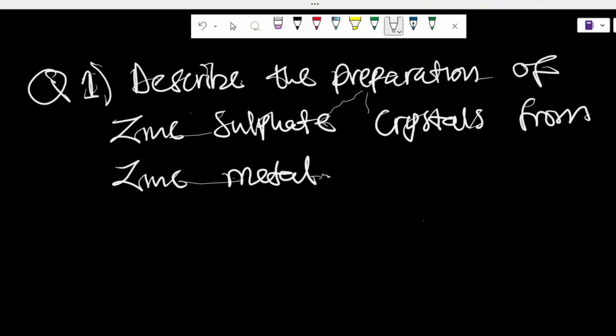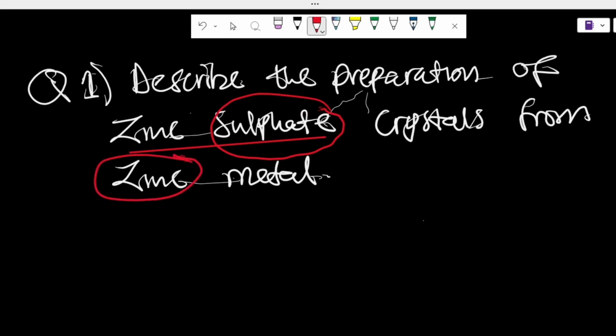Here's a question for you. Describe the preparation of zinc sulfate crystals from zinc metal. How would you describe that one? Well, the first thing to notice here is that you are preparing zinc sulfate. So because you have sulfate here, then obviously the type of acid that you're going to use is sulfuric acid, because sulfuric acid is going to donate this sulfate to you. And you're going to react that sulfuric acid with zinc, because you've been told here that you're going to prepare these crystals from zinc metal. So these are the two reactants that you're going to have.